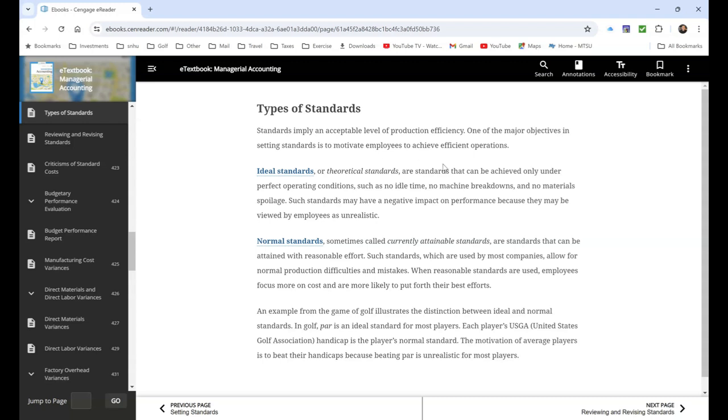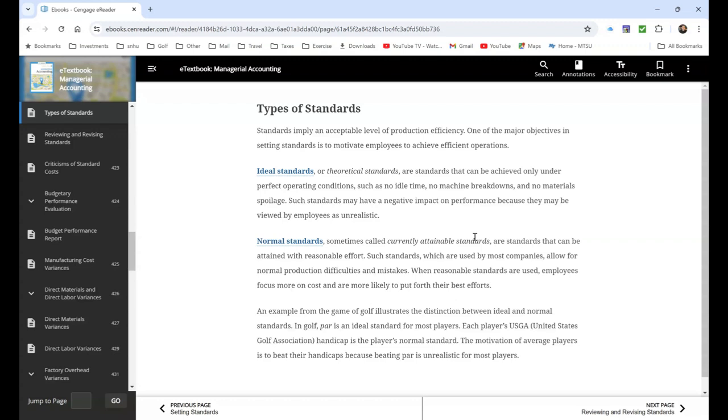Ideal or theoretical standards are standards that can be achieved only under perfect operating conditions. Normal standards, called currently attainable standards, are the standards that can be attained with reasonable effort. Such standards, which are used by most companies, allow for normal production difficulties and mistakes. When reasonable standards are used, employees focus more on cost and are more likely to put forth their best efforts.